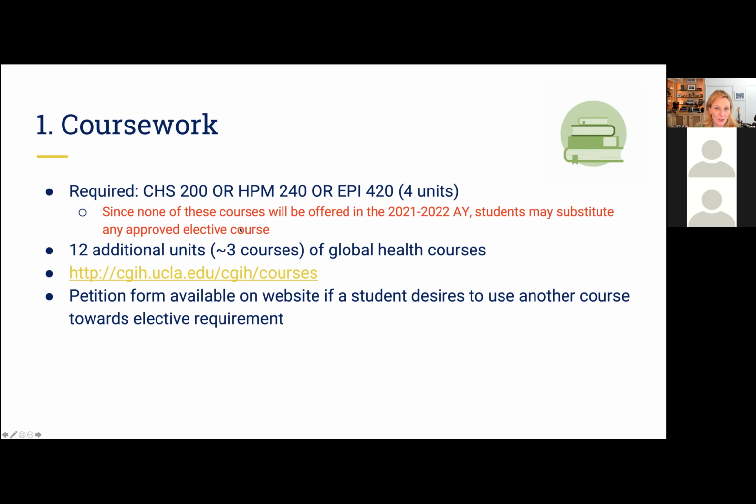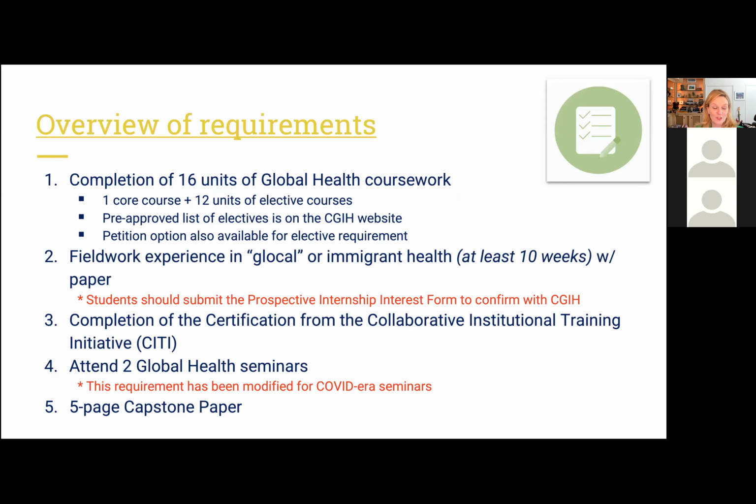And if some of the other classes are not being taught, we can come up with a list of approved elective courses. Then you have 12 additional units, which are 3 additional courses in global health. And you can submit a petition form if you want to use another course. So EPI 420, just for those who are interested, is offered in the spring. So you'll be able to sign up for that when courses are available for spring term.